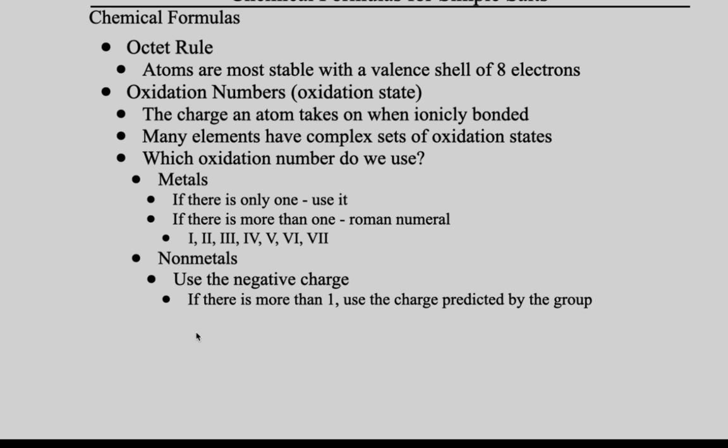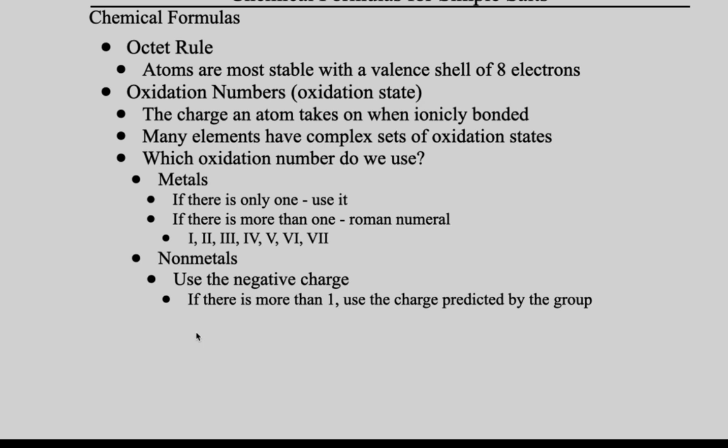Well, count with me. If you look at nitrogen, nitrogen has got 1, 2, 3, 4, 5 valence electrons. So guys, if it's got 5, how many does it want to get to 8? 3. That's the charge we're going to use, -3. Does that make sense? So guys, if it's got more than one negative charge, we're going to use the charge that's predicted by the group. And so for example, nitrogen will use -3.